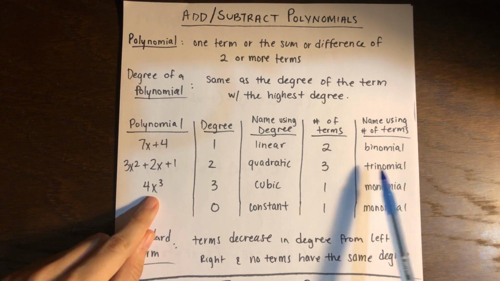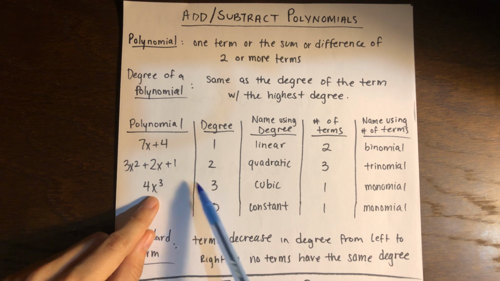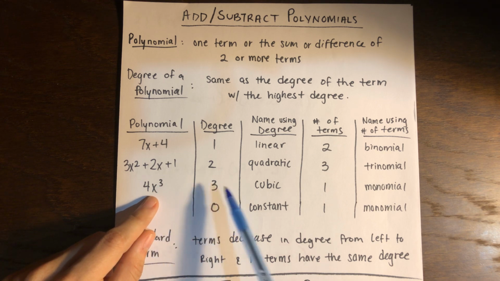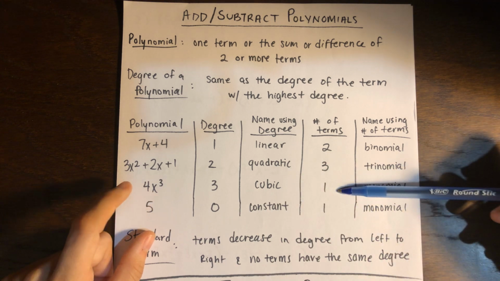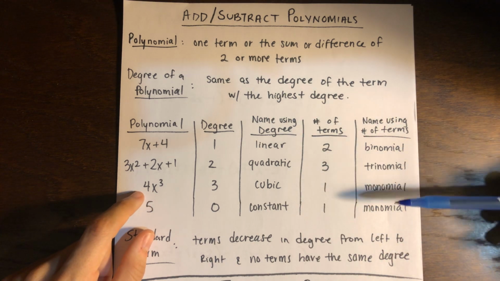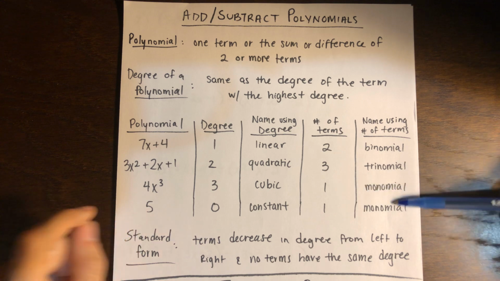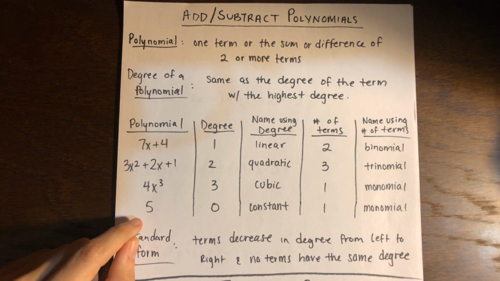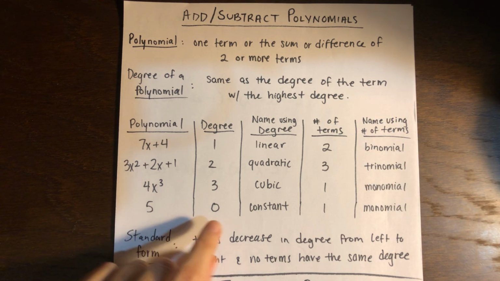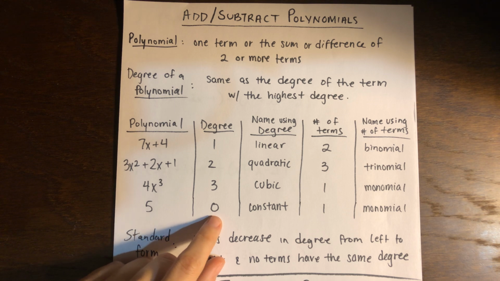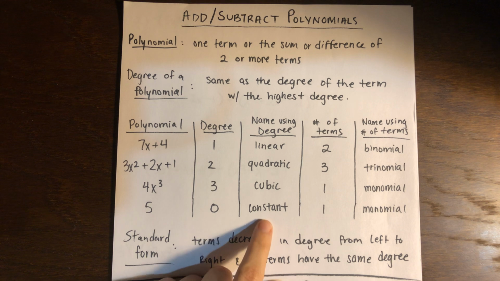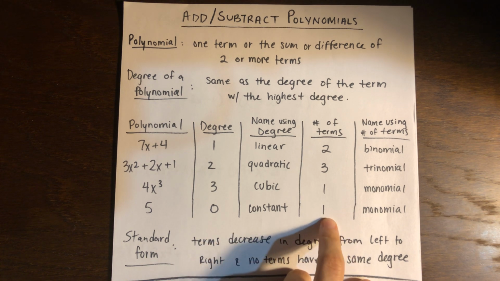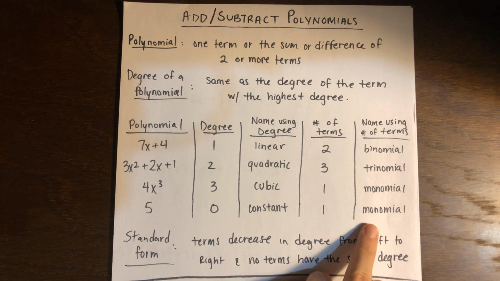And then we have 4x cubed. The cubed is the highest degree, so it's 3. We'd call it a cubic. The number of terms we have in this one is 1. It can be more, but when it's just one term, we call it a monomial. So the next one, we have 5. There's 0 degrees. There's no x value, so there's 0. So this is just a constant when there's no x involved. There's one term, 5 is a term, and it's a monomial as well.